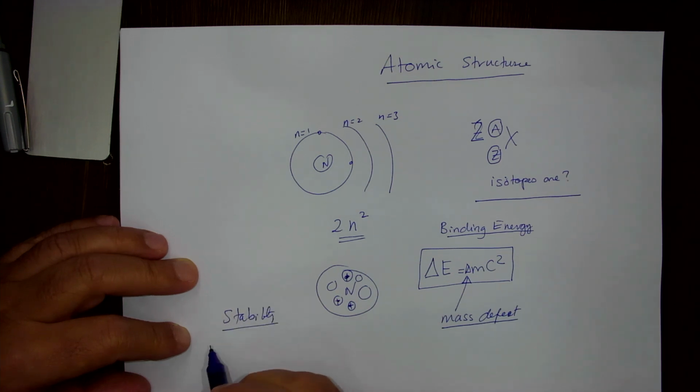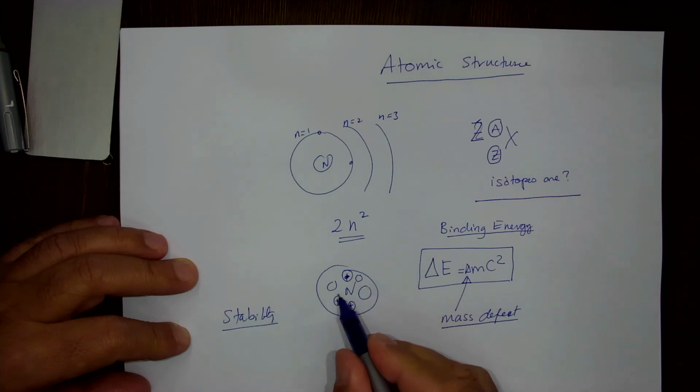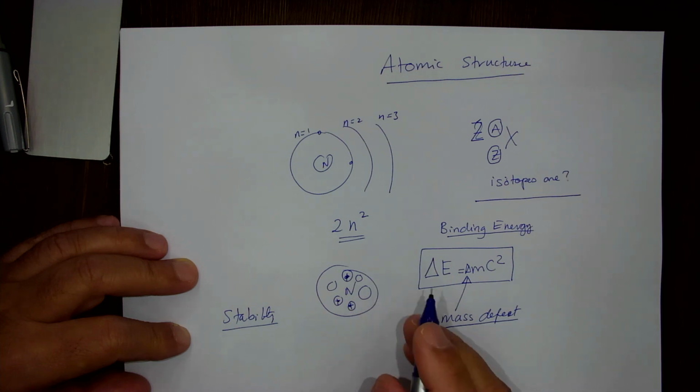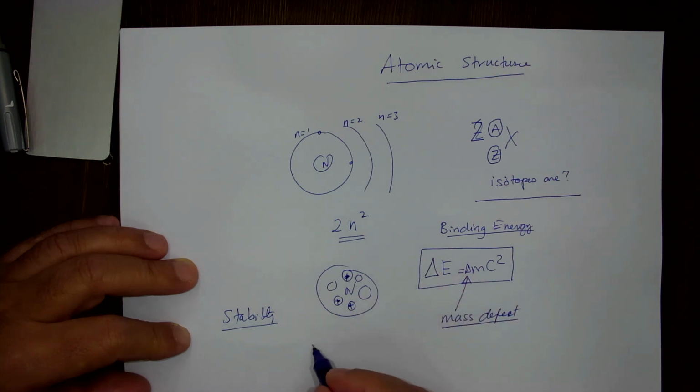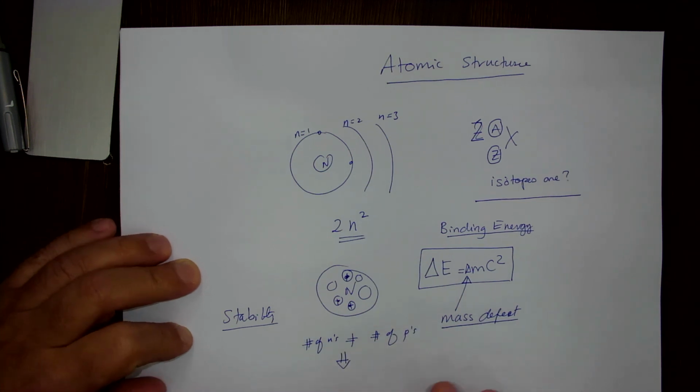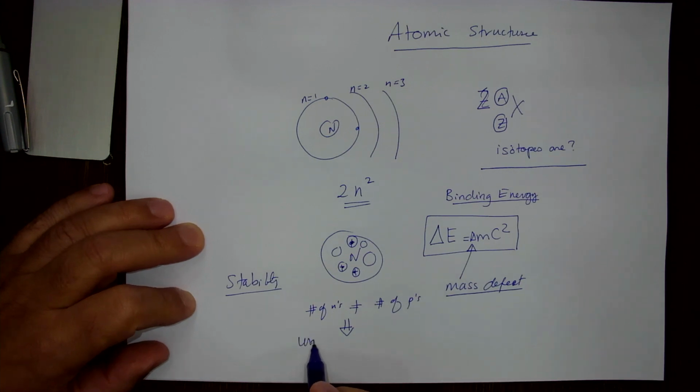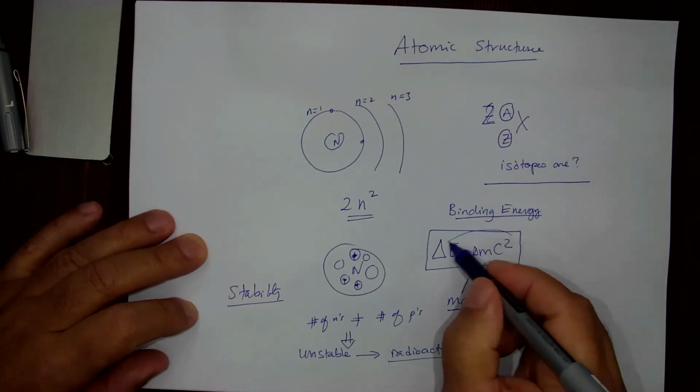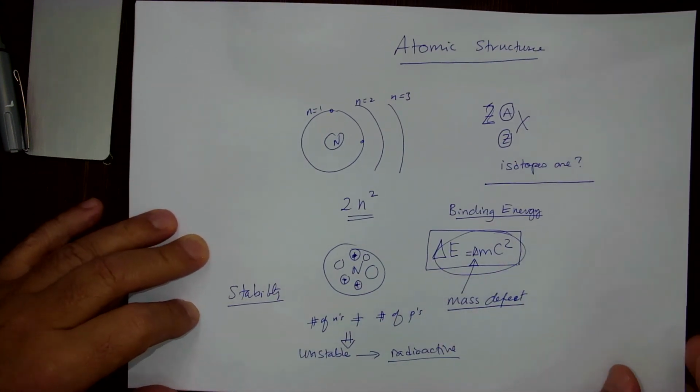Nuclear stability: if we have something like this, where I have 3 neutrons and 3 protons, that means the atom is stable and not radioactive. However, if the number of neutrons is not equal to the number of protons, then the atom is said to be unstable, and then it will be radioactive, and we'll see that in a few minutes. But let's focus first on the binding energy.